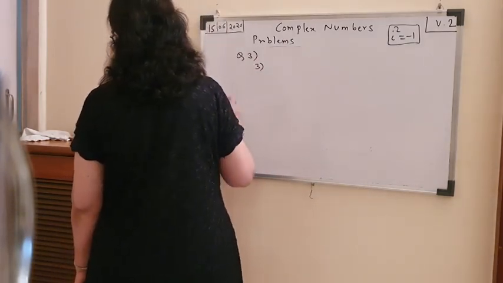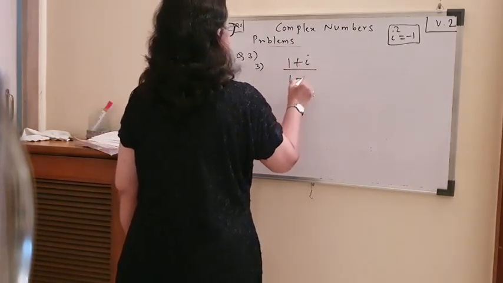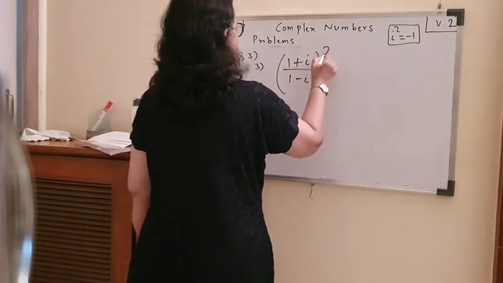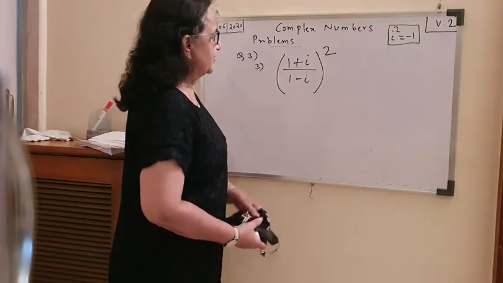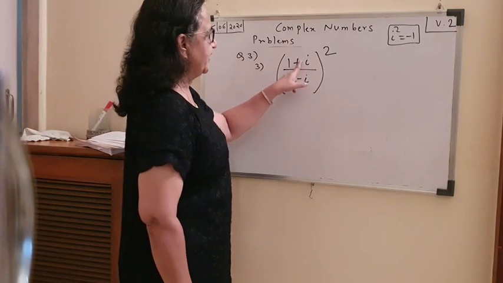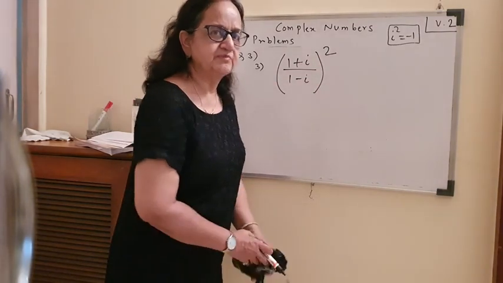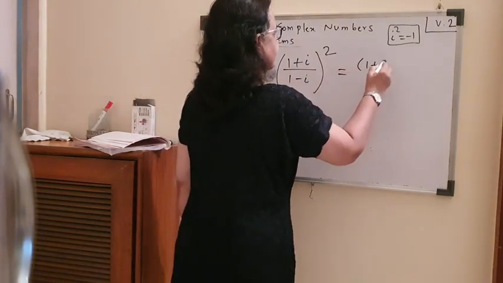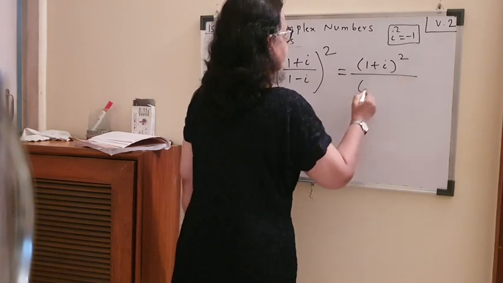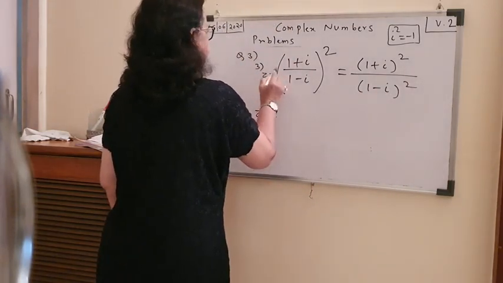We will now work out 1 plus i upon 1 minus i, whole bracket square. Now first of all, this index 2, I can give separately. a upon b, bracket raised to m, how do you write? a raised to m upon b raised to m. So I can give these two separately to each. So 1 plus i, bracket raised to 2, upon 1 minus i, bracket raised to 2. So let us call it z again.